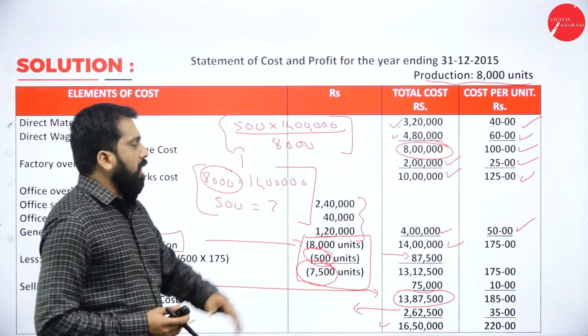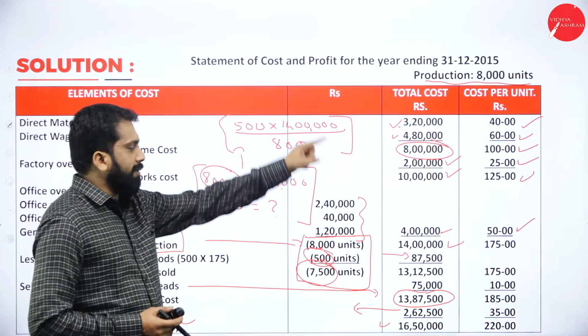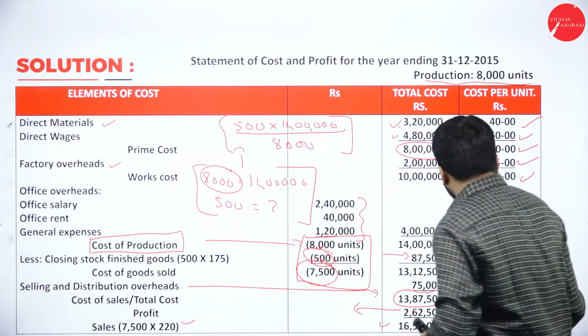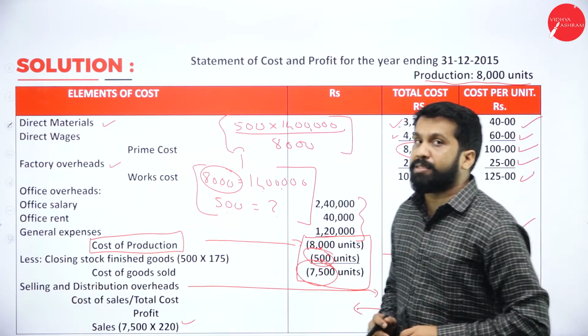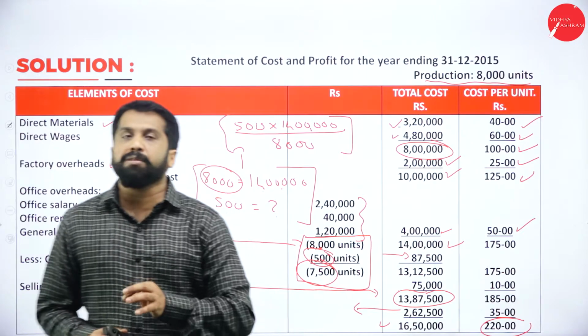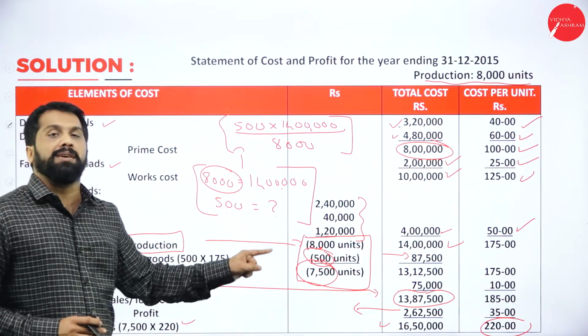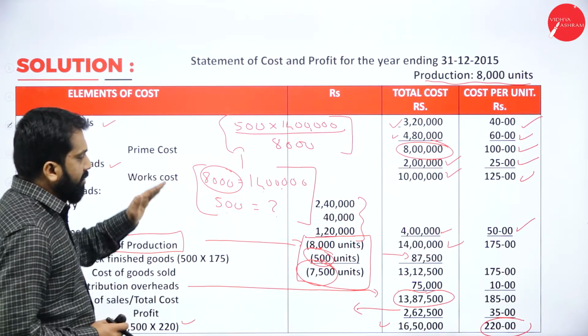Clear? Yes. So, everything is same to same. Number of units 8,000, everything you divide by 8,000. But remember, your sales must be divided not by 8,000, it will be 7,500 because you have not sold all 8,000. You have sold only 7,500 units. Remember that word.